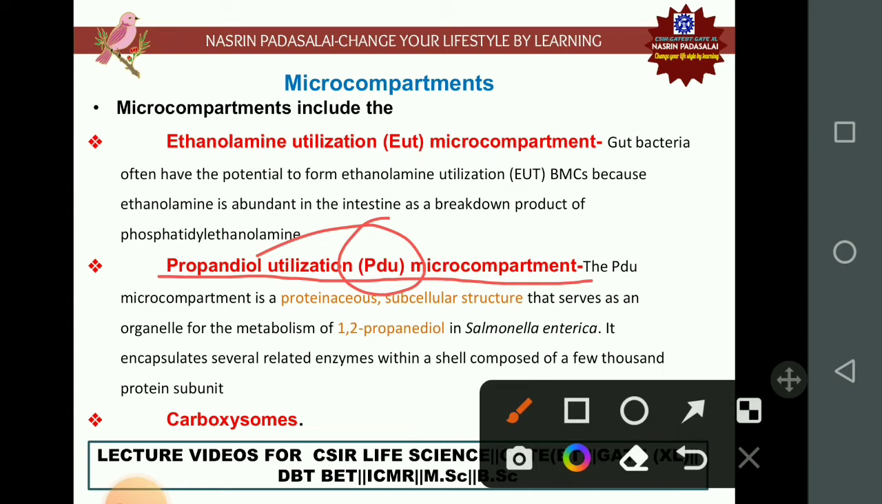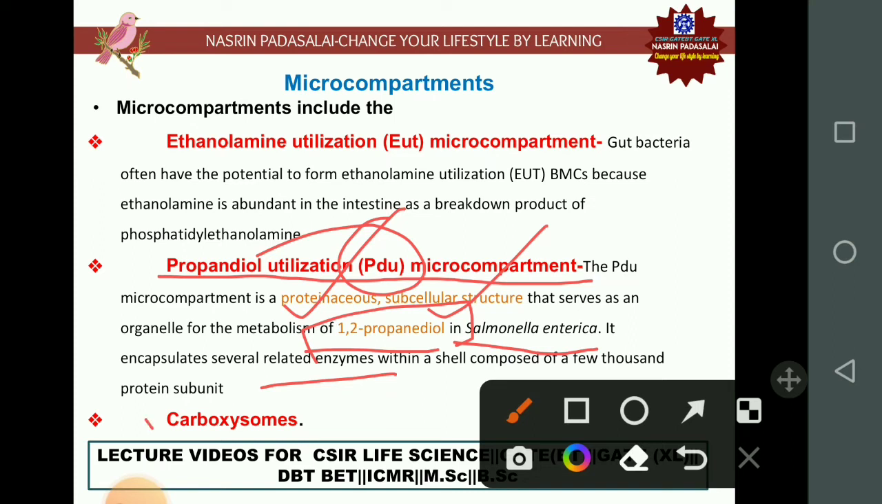This PDU is a proteinaceous subcellular structure that serves as an organelle for the metabolism of 1,2-propanediol. This microcompartment is present in an organism called Salmonella enterica, and it encapsulates several related enzymes. So what are the enzymes that are required for metabolism of 1,2-propanediol? Definitely all those enzymes will be present inside the microcompartment itself.